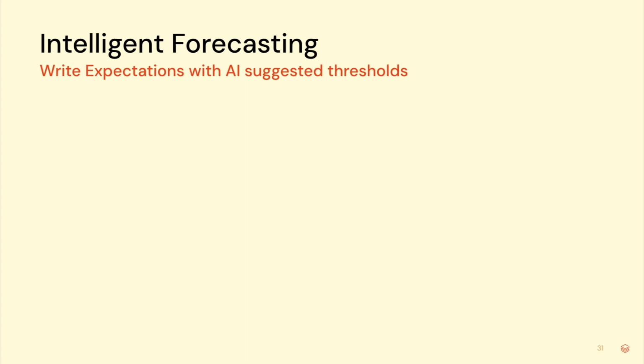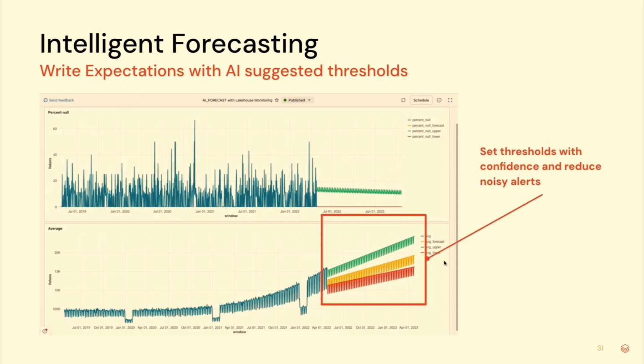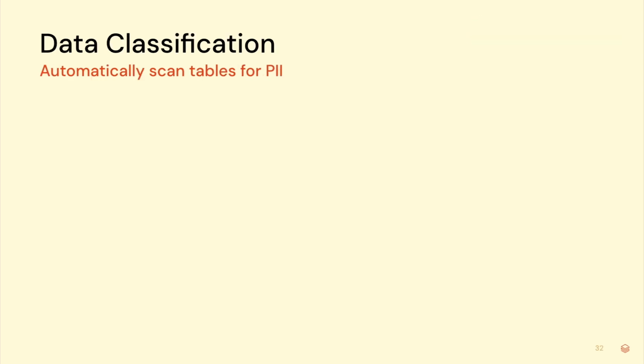So as we also showed in the demo, you can get AI forecasted metrics. So this is kind of like those beautiful colors that we saw on the dashboard. And this essentially allows you to set thresholds with confidence and reduce noisy alerts. This is also coming soon.